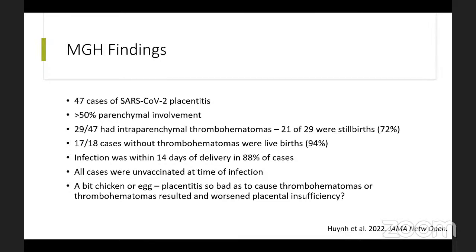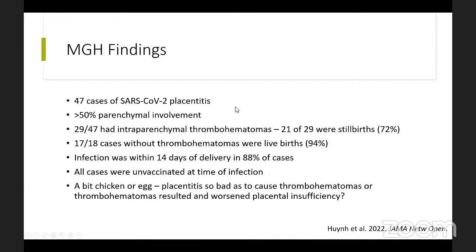And the reason I mentioned these as sort of a potential straw that breaks the camel's back is that when we looked at 47 cases of SARS-CoV-2 placentitis that we had amassed between 2020 and 2021, we found that 29 of 47 cases had these intraparenchymal thrombohematomas. But what was really interesting is that they were very, very common amongst specifically the stillbirth cases.